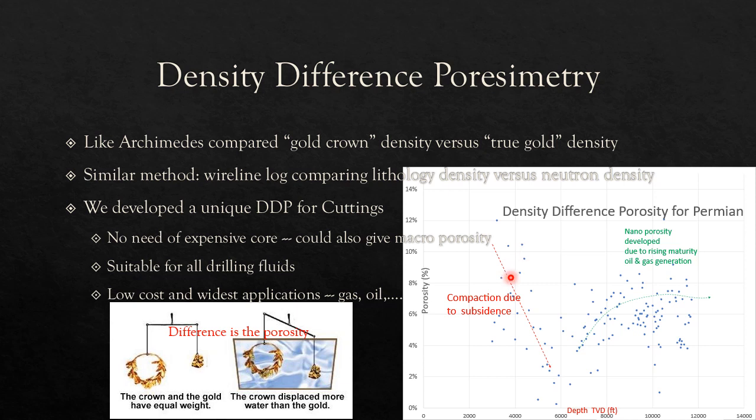So here is an example. This is the PVD of a pilot well in Permian, and the porosity measured by the DDP method is shown here in the blue data points. We could see the decrease of porosity in the first 6,000 feet, or 2,000 meters, due to compaction and subsidence. And then nanoporosity developed in the Wolfcamp and Bone Springs, as the maturity increased and oil and gas generation occurred. So this clearly shows the effectiveness of our method.